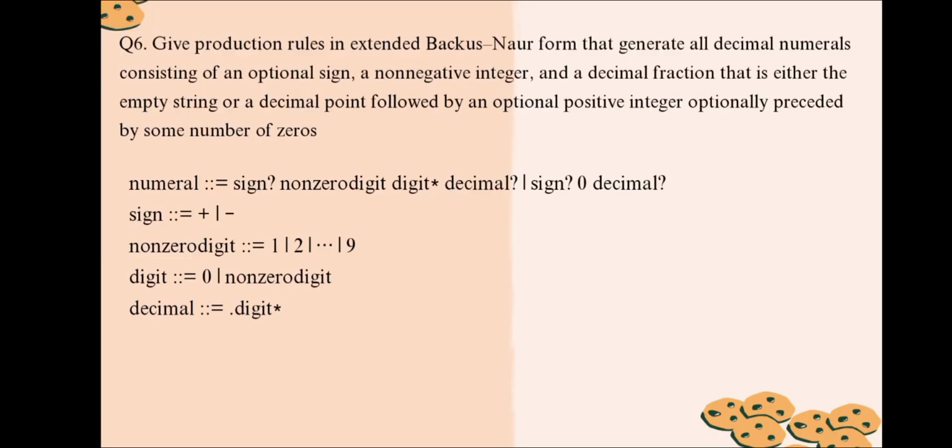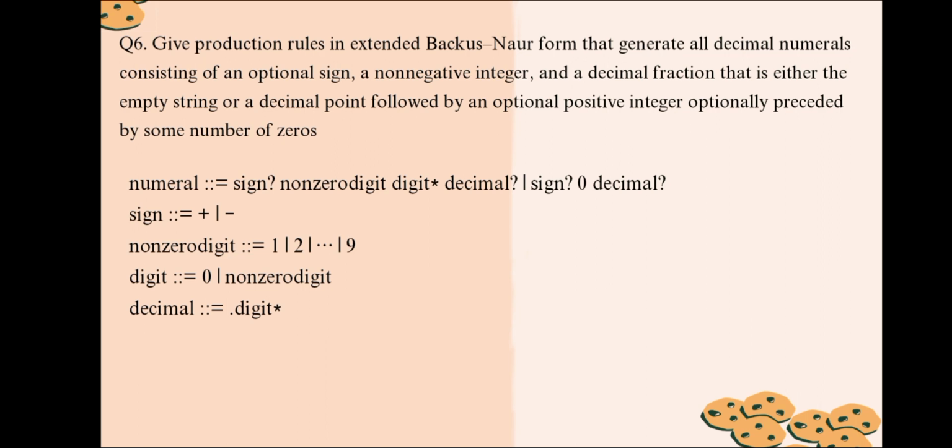In this question, we have to create production rules in extended Backus-Naur form that generate all decimal numerals consisting of an optional sign, a non-negative integer, and a decimal fraction, that is either the empty string or a decimal point, followed by an optional positive integer optionally preceded by some number of zeros. In these questions we try to understand what all the identifiers are used for.